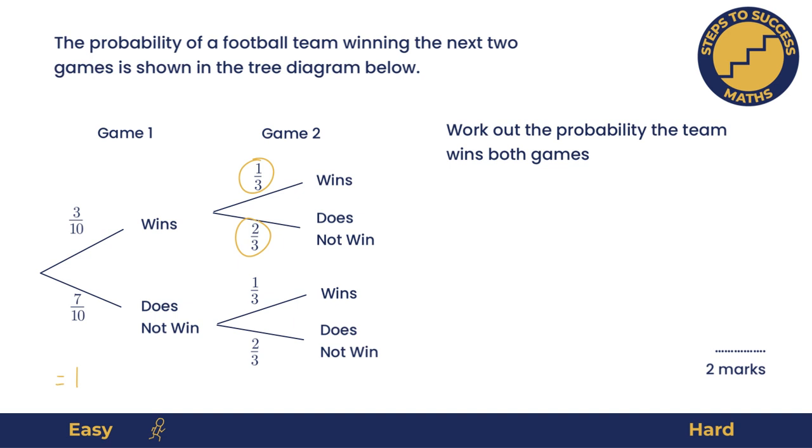And if you think of tree diagrams as pathways that you walk along, you have to walk the route that you want. So you want to win, so walk along here, and then you want to win again. So you've got 3/10 and 1/3. And when you say and you walk along this path, you multiply. 3/10 times 1/3 is 3/30. Which we can cancel down to 1/10.